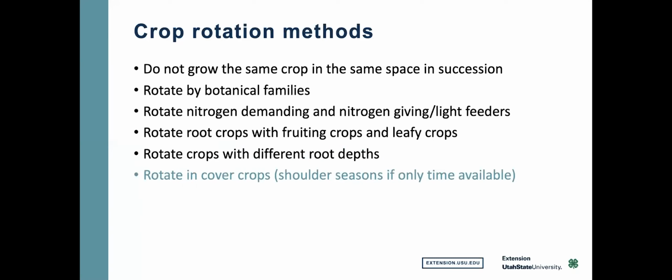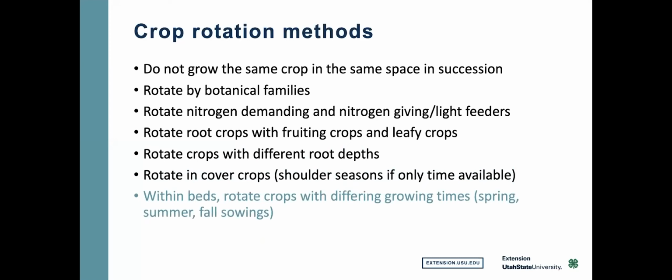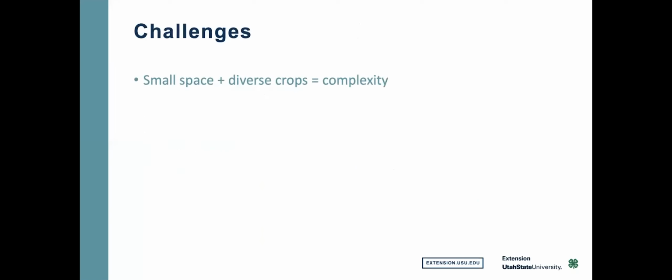I've said it a couple times, but cover crops, if you can include those in your rotation, there's some serious benefits for that. And this is often a challenge, and we'll address this in small scale farming because you're trying to maximize your time on that small amount of land. And then within beds, I've mentioned this before, but rotating crops with different growing times. So in the spring, cool season crops, in the summer, having some fall sowings. This is another really effective rotation method.